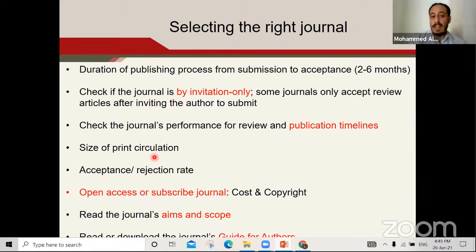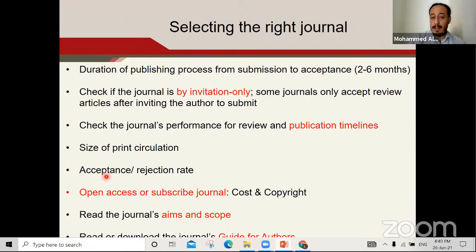Size of print, what does it mean? One of the criteria to select a journal: you may want to submit to a journal that has 12 issues per year, because the possibility of acceptance is higher compared to when you submit to a journal that has 2 issues per year.